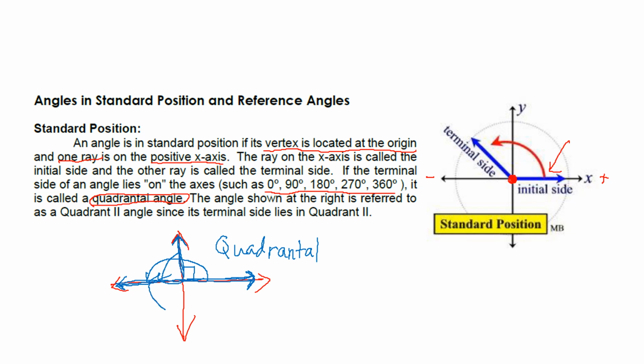Now, if we again move, going to this axis, that's y. Again, that's 270, a quadrantal angle. And then, move again. Similar to 180, that is 360, it is still a quadrantal angle. So again, how do we define a quadrantal angle? A quadrantal angle happens if the terminal side of an angle lies on the axis. So we can say it can lie on 0 degrees, then 90 degrees, 180 degrees, 270, or 360 degrees.